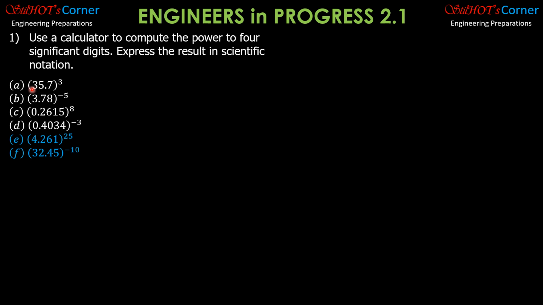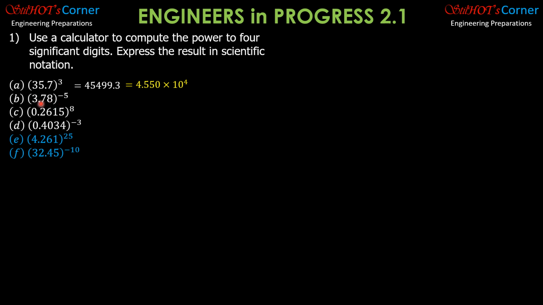So if you have a calculator, then you have to type 35.7 raised to 3, and the result is 45,499.3 to 6 significant figures. Expressing this in scientific notation to 4 significant digits, then we have 4.550, not 4.549, because the next digit is 9. So this is written in scientific notation to 4 significant digits: 4.550 times 10 to the 1, 2, 3, 4. So 4.550 times 10 to the 4.